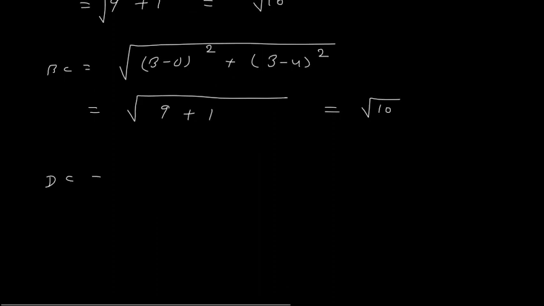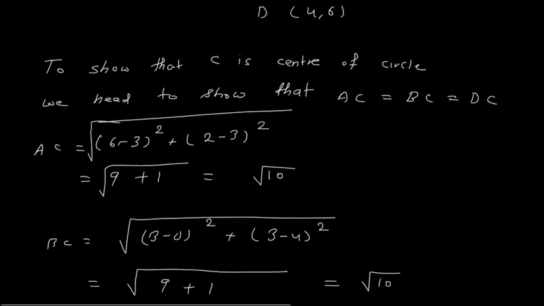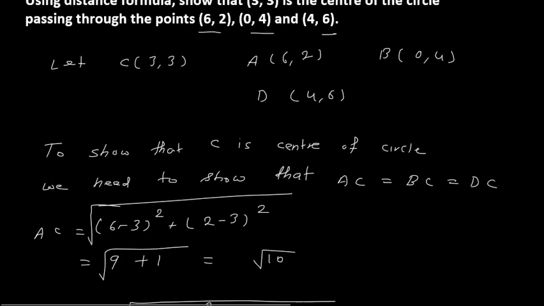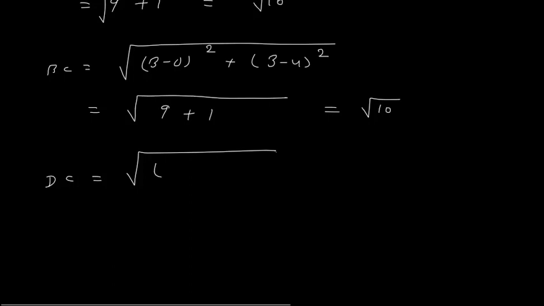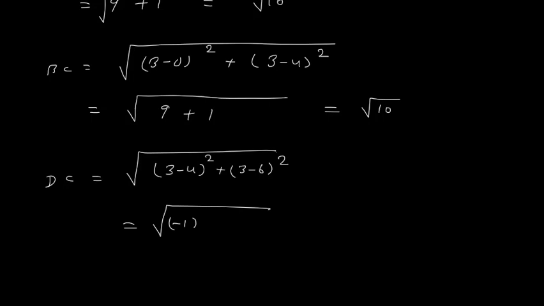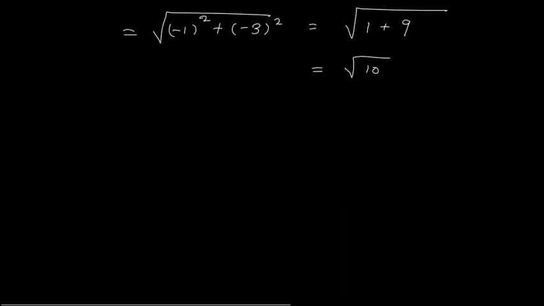And DC. For DC, it is the square root of 3 minus 4 the whole square plus 3 minus 6 the whole square. So 3 minus 4 is minus 1 the whole square, and this is minus 3 the whole square. So this will become 1 plus 9, which equals root 10. So therefore we know that AC is equal to BC is equal to DC.